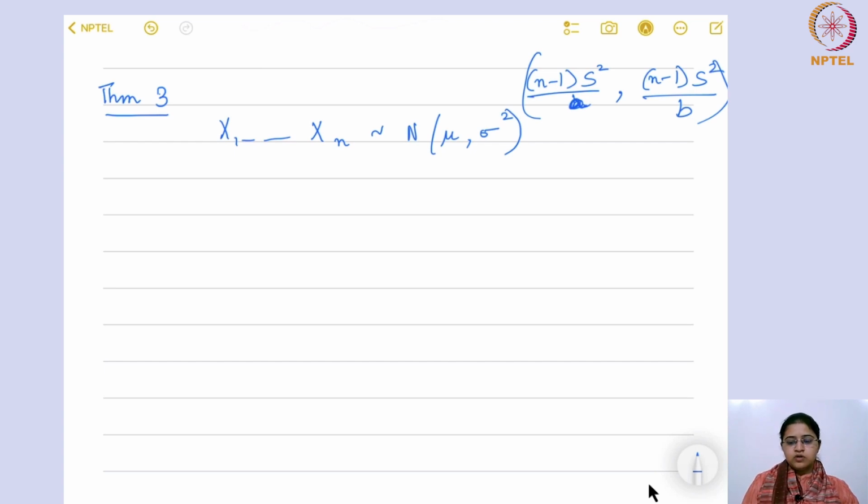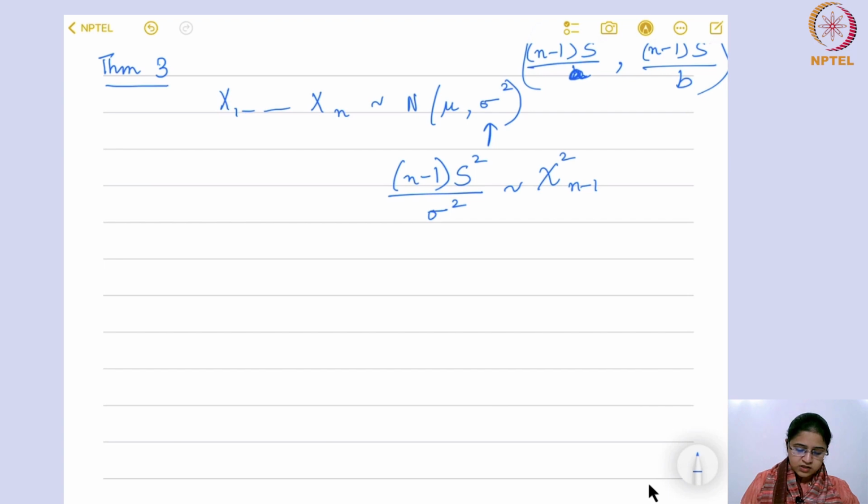Now if you recall, whenever we are dealing with variance, I have said repeatedly that the chi-square distribution would come into picture. And why would it come? Because n-1 times s square over sigma square follows chi-square with n-1 degrees of freedom. So we are going to make use of this result also.